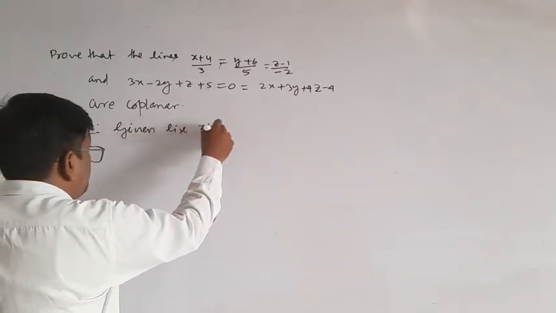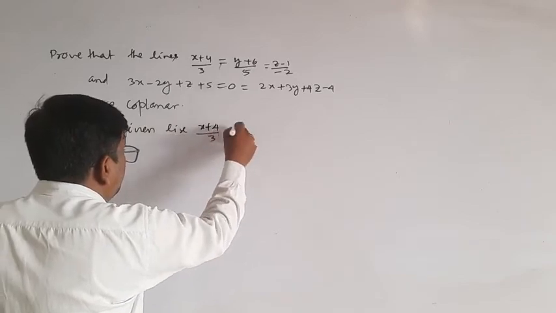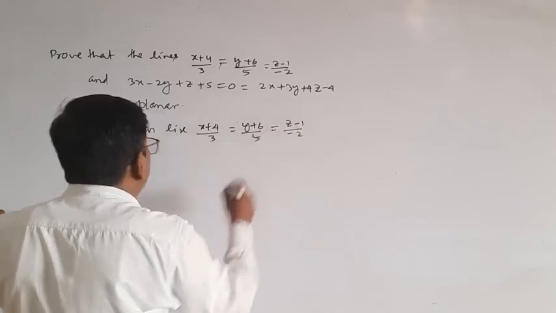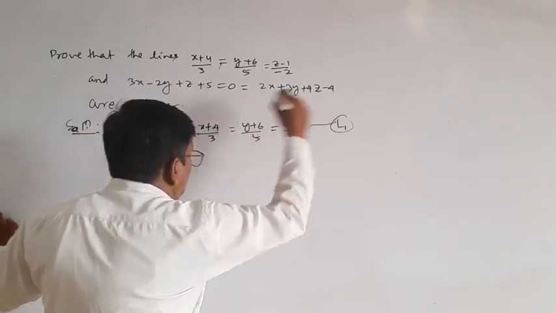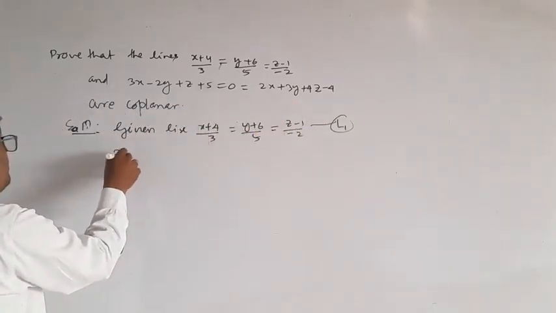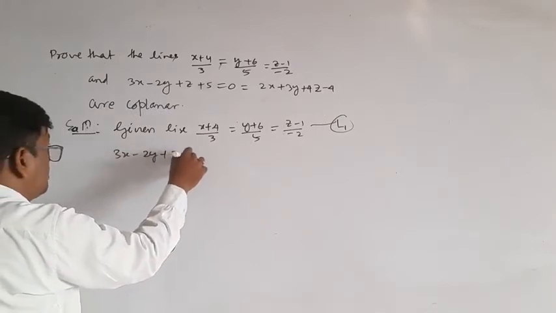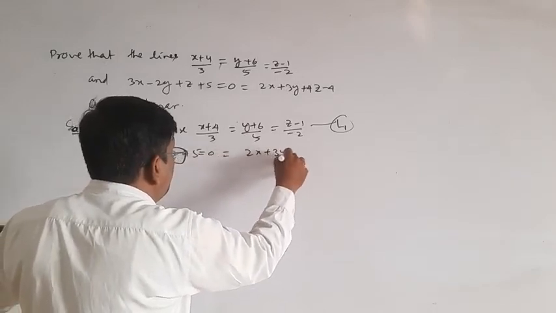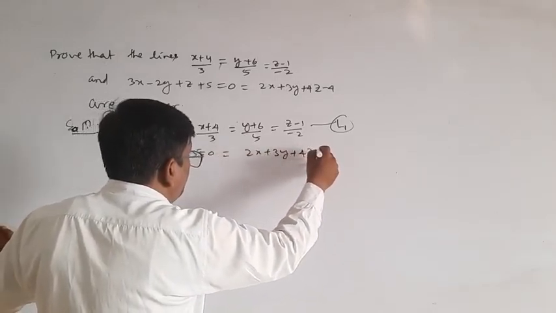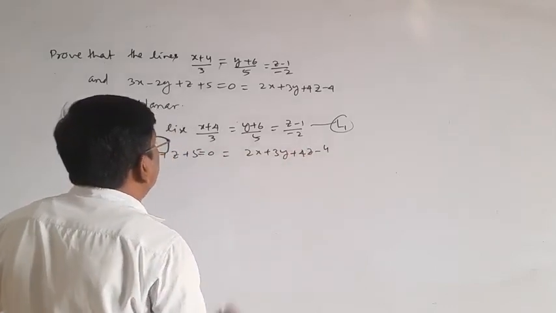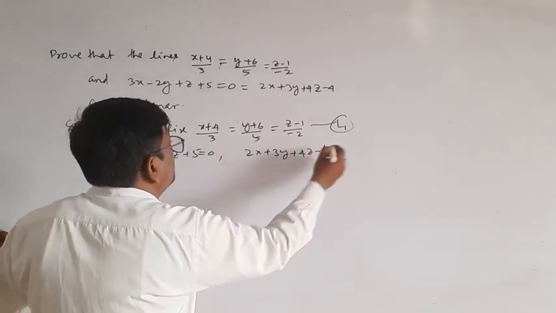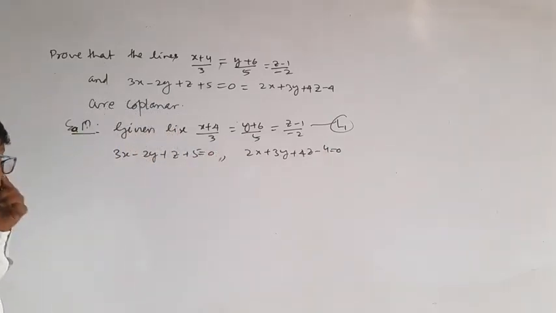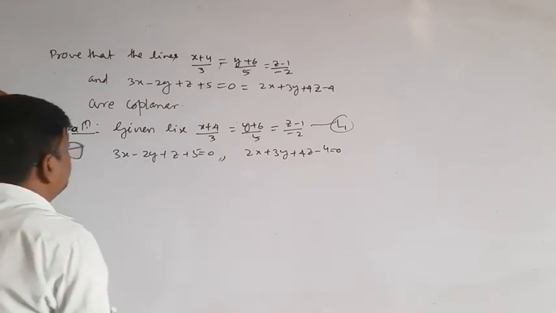Line 1 is (x+4)/3 = (y+6)/5 = (z-1)/(-2). This is equation 1. And line 2 is given by 3x - 2y + z + 5 = 0 and 2x + 3y + 4z - 4 = 0. Now convert it into symmetric form.